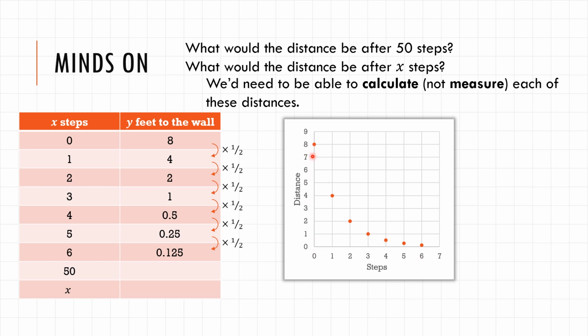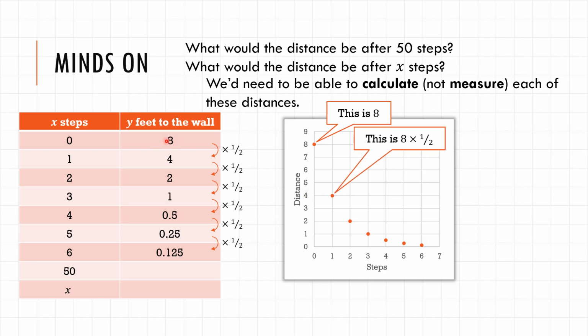When we took 0 steps, we started at 8 feet from the wall. And then after 1 step, it was down to 4. After another step, it was down to half of 4, which is 2. And we kept on going from there. So we started here. That was 8. And how did we calculate this number here, 4? Well, we took 8 and we multiplied it by a half.